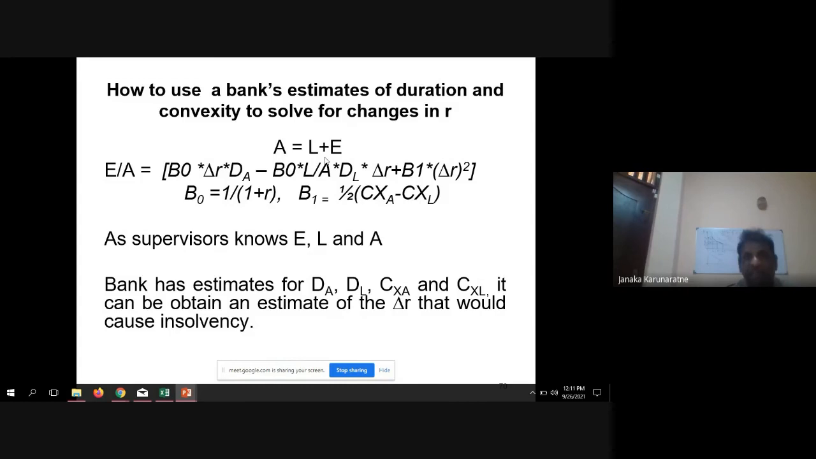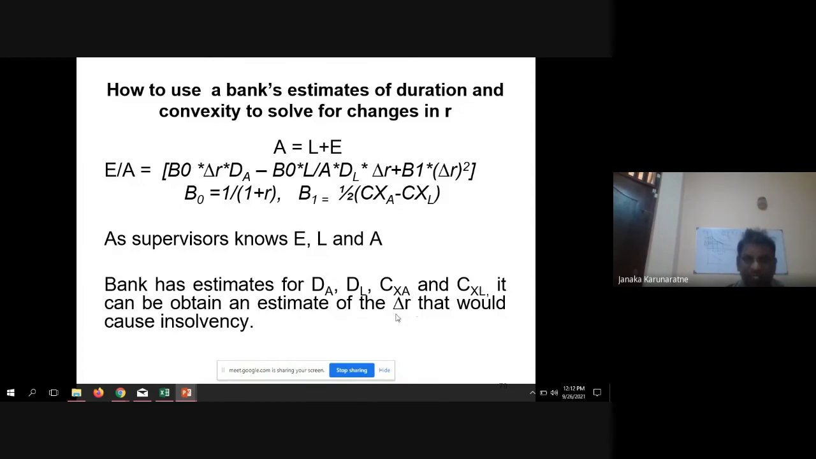This is multiplied by delta R, plus B1 into delta R squared. Now B1 is the convexity of balance sheet assets minus the convexity of balance sheet liabilities, divided by 2. So for your risk management purposes, when you build all these into your model, it will automatically give the impact on equity for any change in interest rate. The bank has estimates for DA, DL, CXA, and CXL.